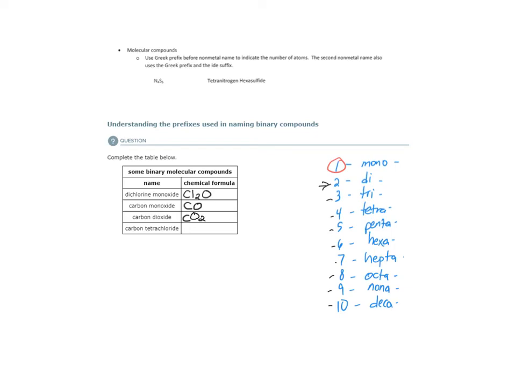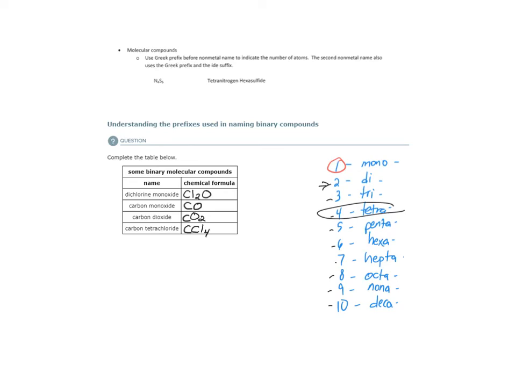Here we have carbon tetrachloride. Again, the prefix is not used in front of carbon. It must be 1. I must have 1 carbon atom in this molecule. Tetra is the prefix for 4. So I have 4 chlorines.